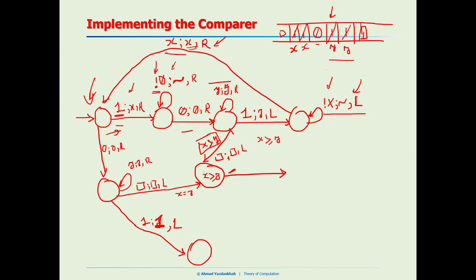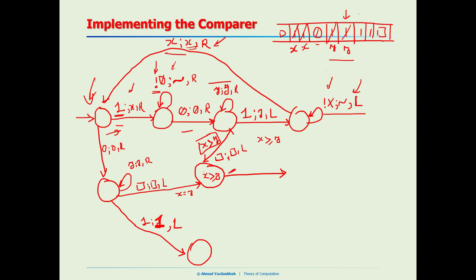In that case, it means that we have at least one more 1. We can have more, for example 2 or more 1s, but at least we know that the y part is greater than the x part. So if it is 1, go to the left. Now we are here. So what is our job here?